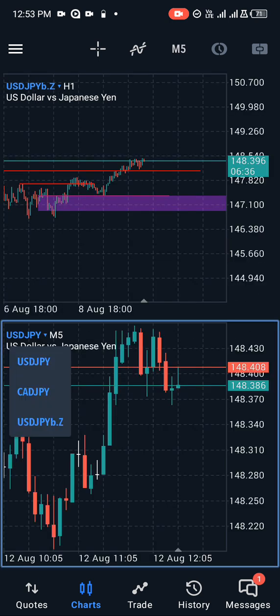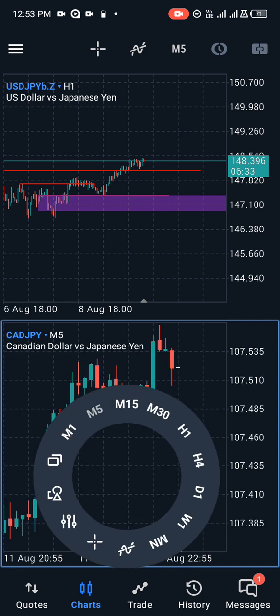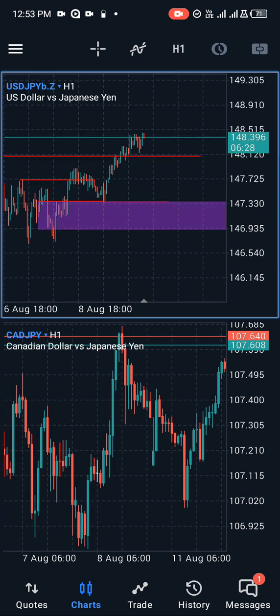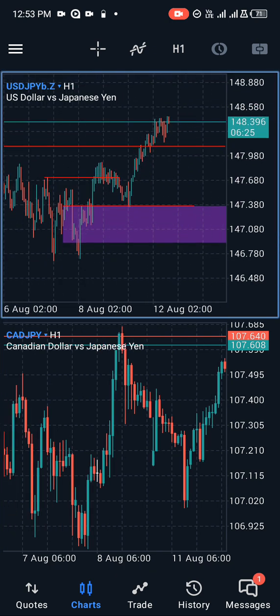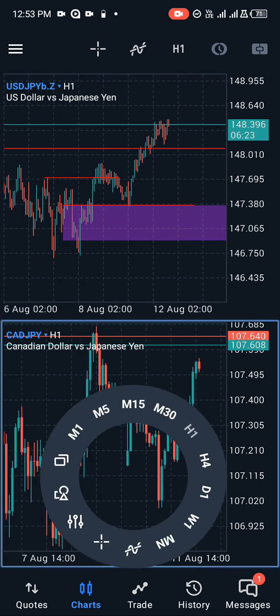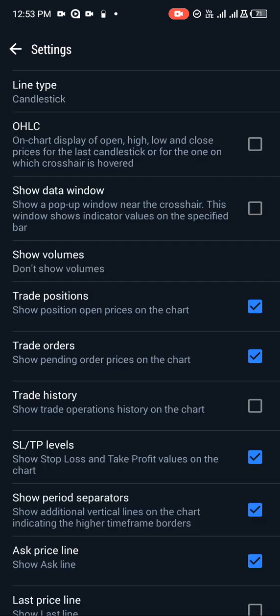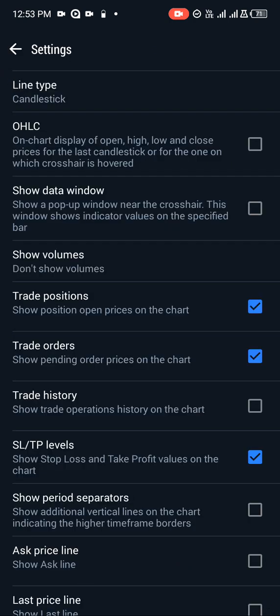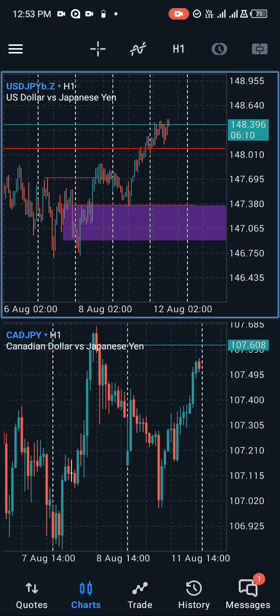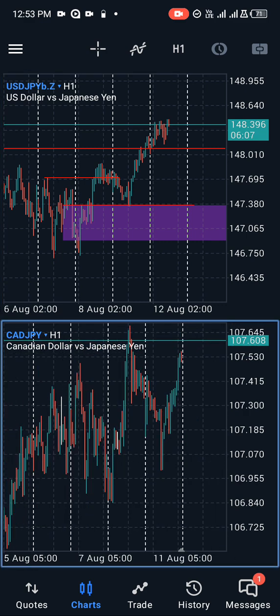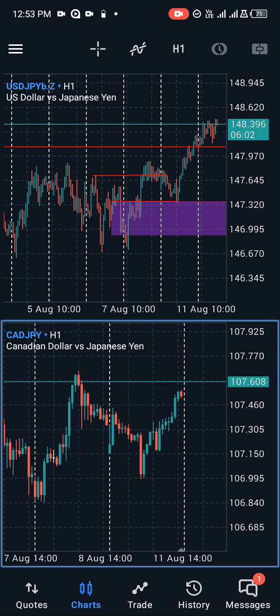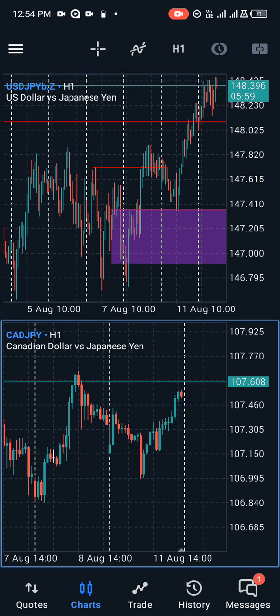CAD JPY is positively correlated to USD JPY. I used correlation as my entry. Let me bring the period separator a bit, and yes, there we can see what happened with the correlation. They are positively correlated, so they should be acting the same.